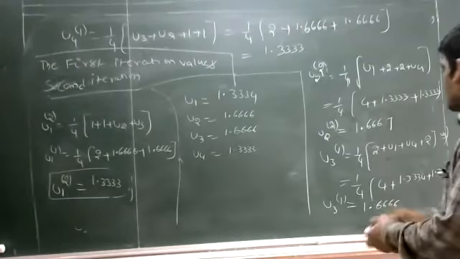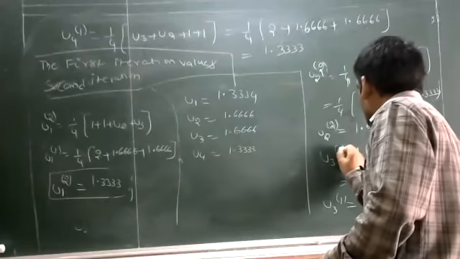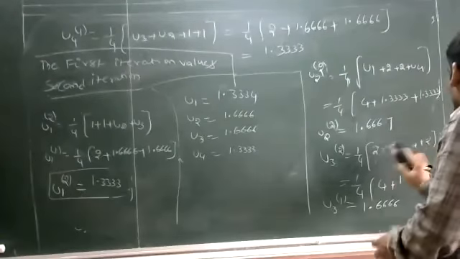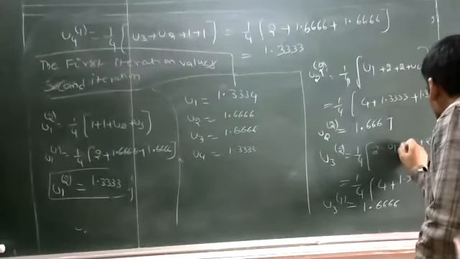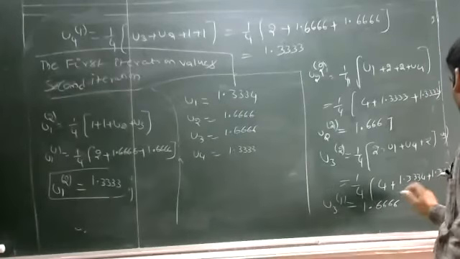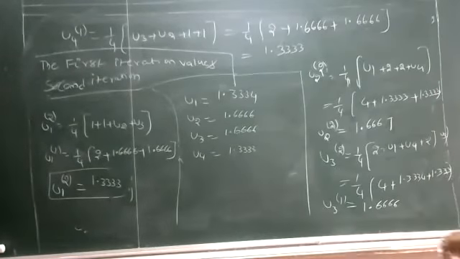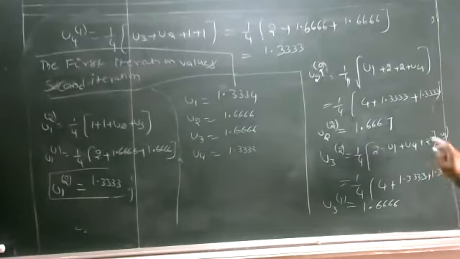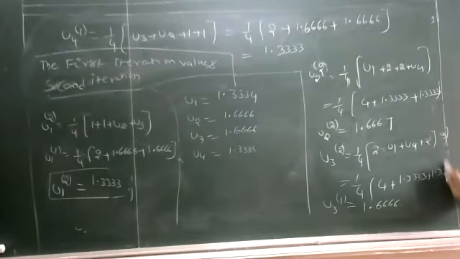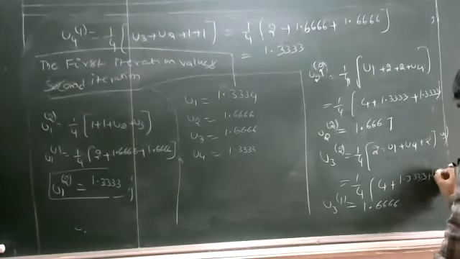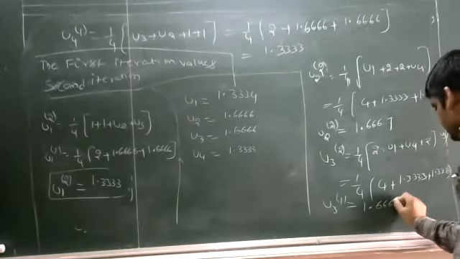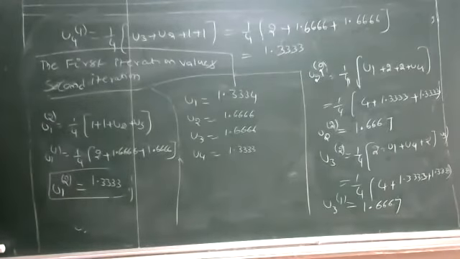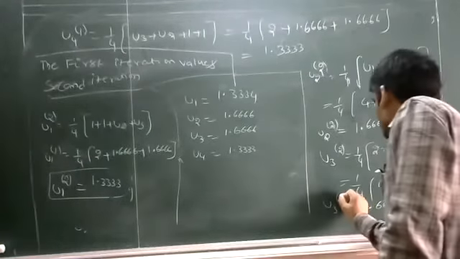3667. Next, u3 at 2. Right? So 4 plus what is u1 fresh value? What is u1? 1.3333. Yes. What is u4? 1.3333. Yes, very good. What is the total value? 1.6667. 3667. Right, very good. So this is u3 at 2.